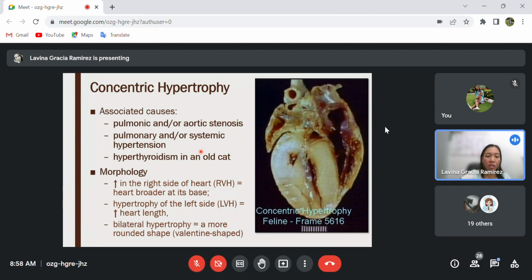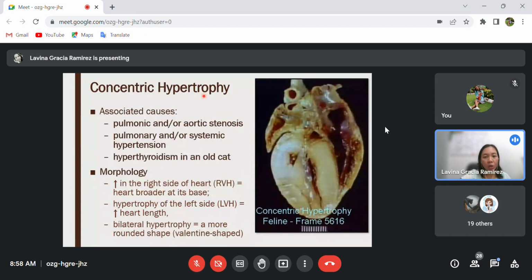Okay, so morphology, there is an increase in the right side of the heart, that is right ventricular hypertrophy, or in the left side, the left ventricular hypertrophy, or both. Bilateral hypertrophy, which is a more rounded or Valentine shape. So your perfect Valentine shape is actually not a normal heart.